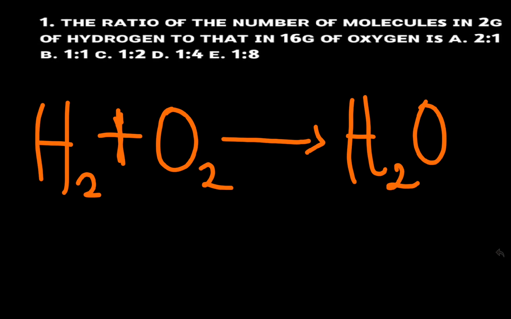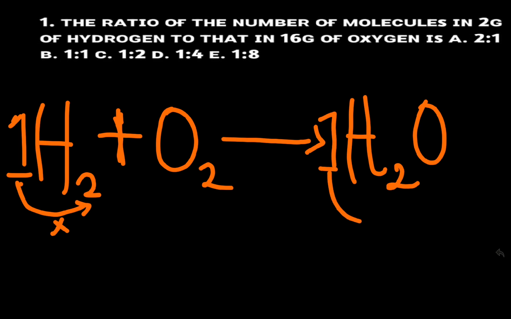Next, we are going to try to balance our chemical equation here. On the left hand side, there's an invisible 1 here, so we say 1 times 2, which is 2. On the other side, there's also an invisible 1 here, and 1 times 2 is actually 2, and so the hydrogen is balanced.